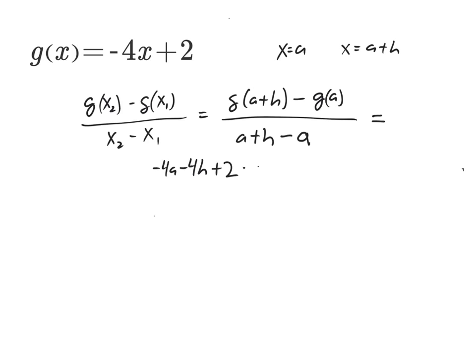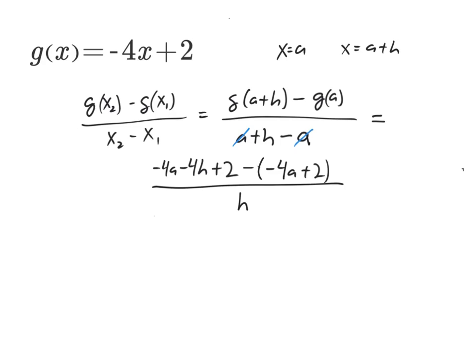And then this is going to be minus g of a, which means a plugged into here. So that's just going to be negative 4a plus 2. Now, if you notice, I put parentheses here because it's minus this whole entire thing with a put into there. Then we're going to divide that by a plus h minus a. And if you notice, this a reduces with this a. So that gives me just h on the bottom.